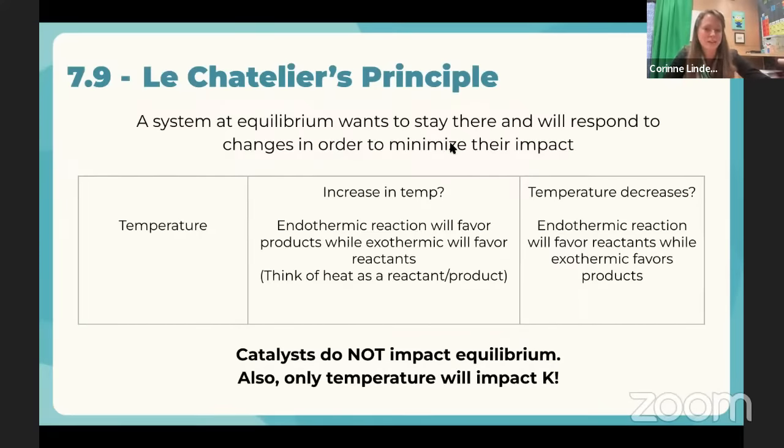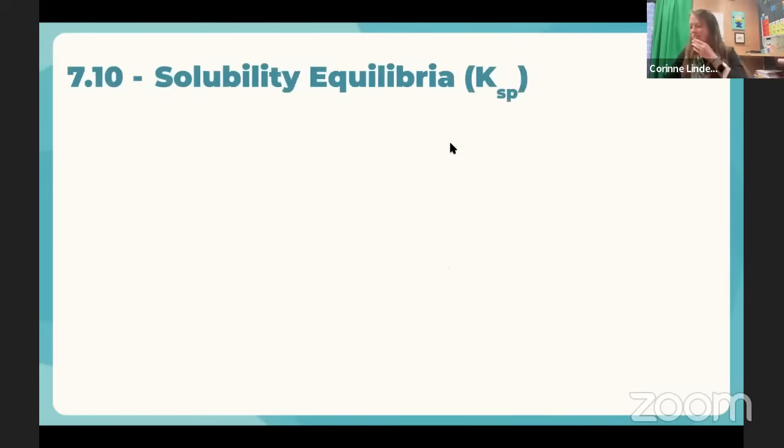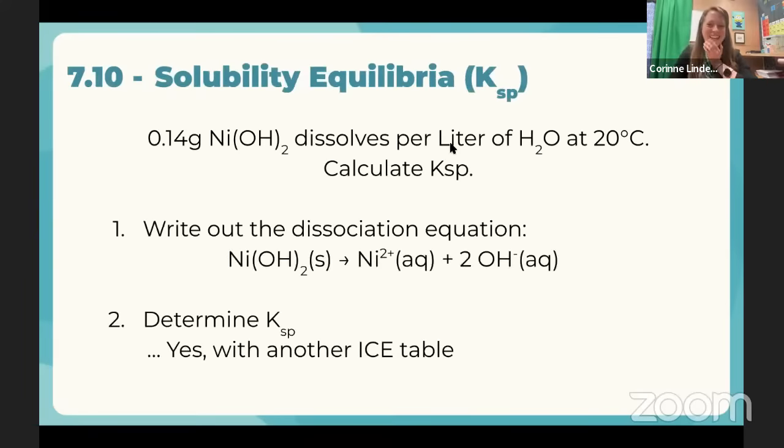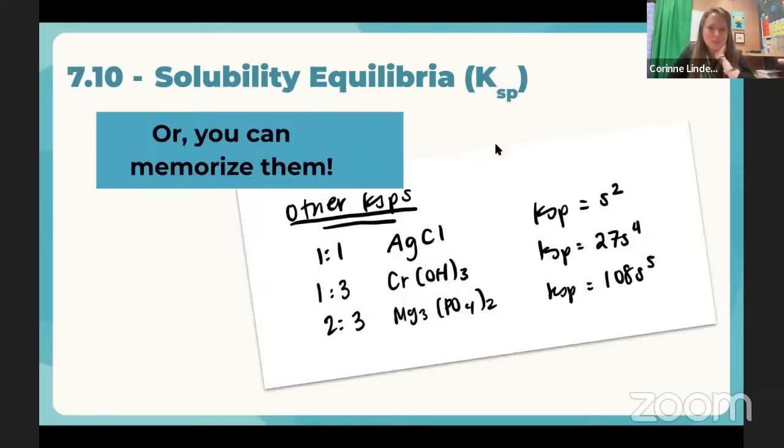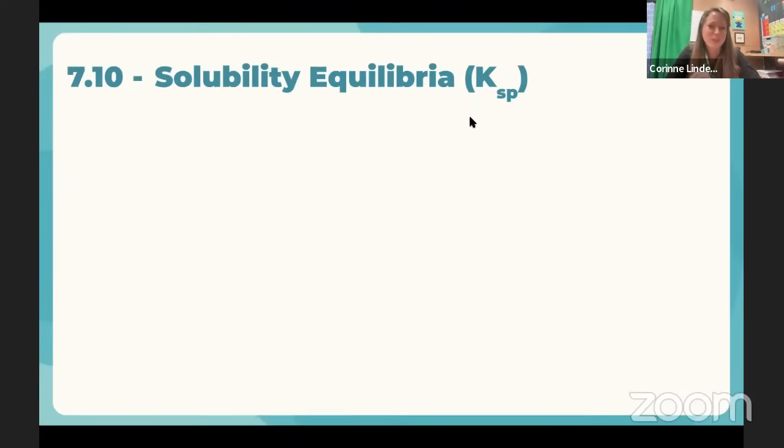All right, I think I'm ready to go to unit 8. Let's see, how much time do we have? We'll see if we can do it in 5 minutes. This is Ksp, another tricky topic. With Ksp, if you memorize the Ksp expressions based on the number of ions, you just solve for s using those equilibrium expressions. So these are the different expressions. And again, this whole presentation will be linked for you all, so you can go through it as well.